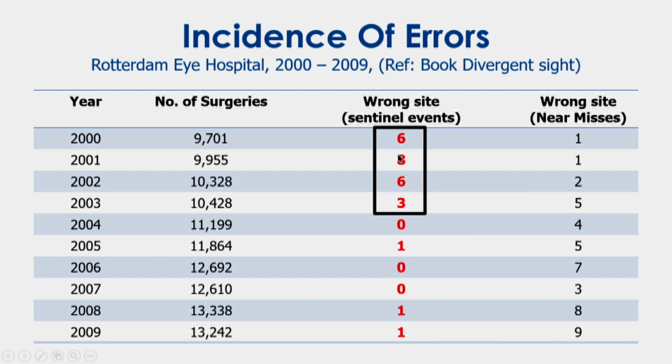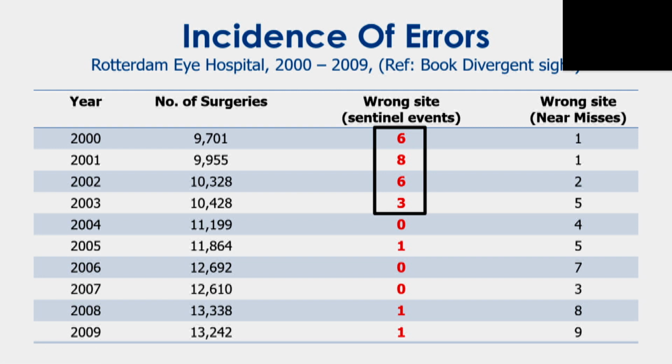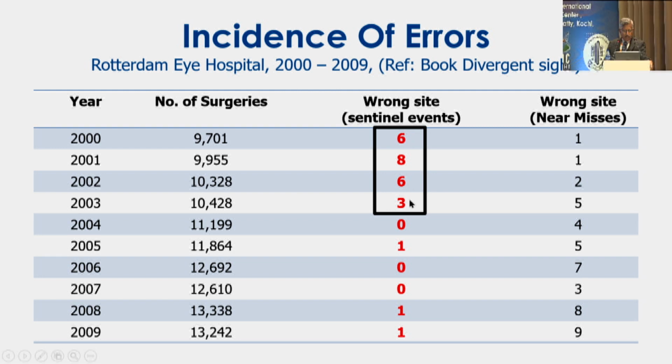As you can see, these are all wrong eye surgeries or wrong implants. Initially, the first 4 years, from 2000 to 2003, these are all low volume. They are doing less than 10,000 surgeries. In 2001, for every 1,000 surgeries, they had one wrong event. But once they woke up and put in place a process, this number reduced, but the near misses increased.